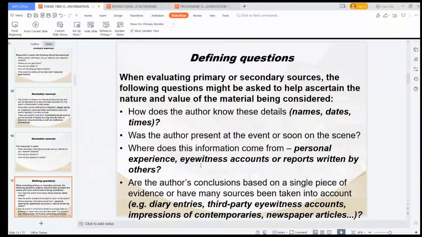When evaluating primary or secondary sources, there are questions that might be asked to help ascertain the nature and value of the material being considered. These are the following ones. There are many of them here. Maybe I might not even read all of them.